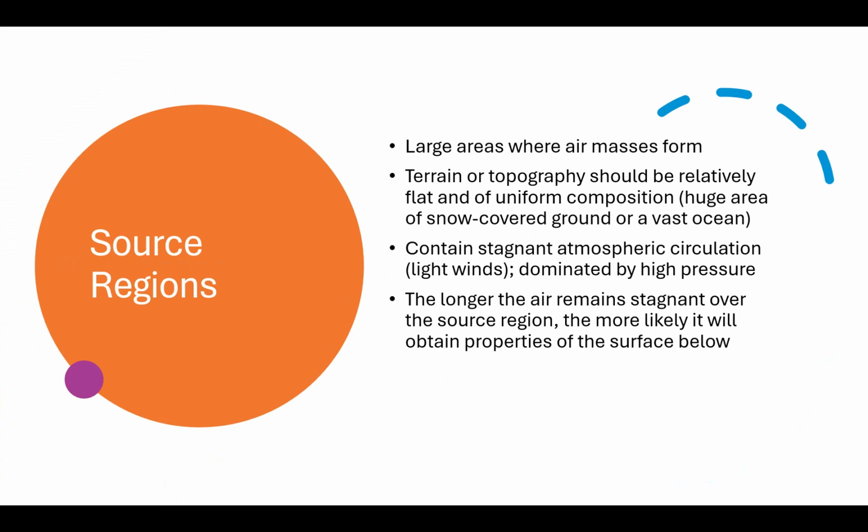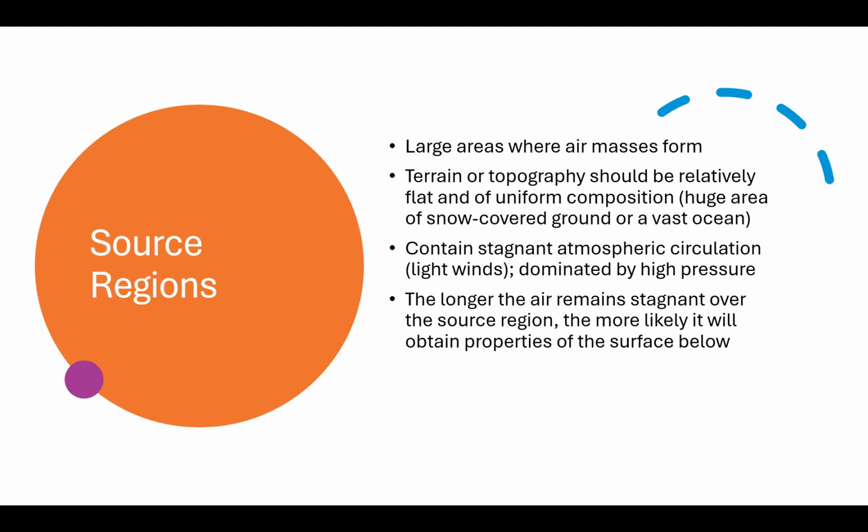Additionally, when we talk about air masses, we have to talk about something that's known as source regions. Now, these are the large areas where these air masses form. The terrain or the topography should be relatively flat and of uniform composition. So we generally look for an air mass to form in a source region. We look at a huge area, for example, of snow-covered ground, or perhaps a vast ocean, a big area covered by ocean. We want flat terrain because we don't want a lot of mixing. We don't want a lot of air movement in the vertical in relation to mountains. We want that air to just spread out horizontally over large distances.